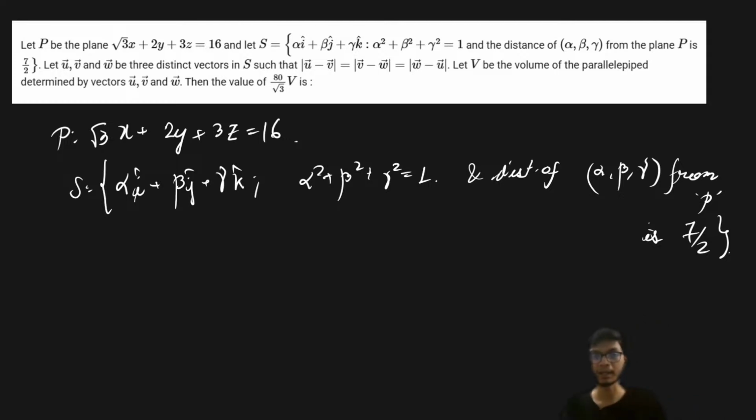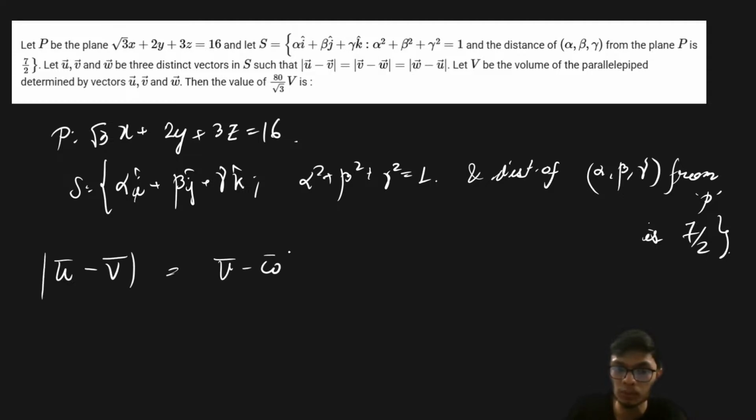Now let us try to understand how we get the problem from this particular part onwards, right? Let us figure out what the next part of the question is talking about. It is said that U, V and W are three distinct vectors in the set S. U, V, W denote vectors having different values of alpha, beta and gamma, such that the distances from U to V, V to W and W to U are all the same.